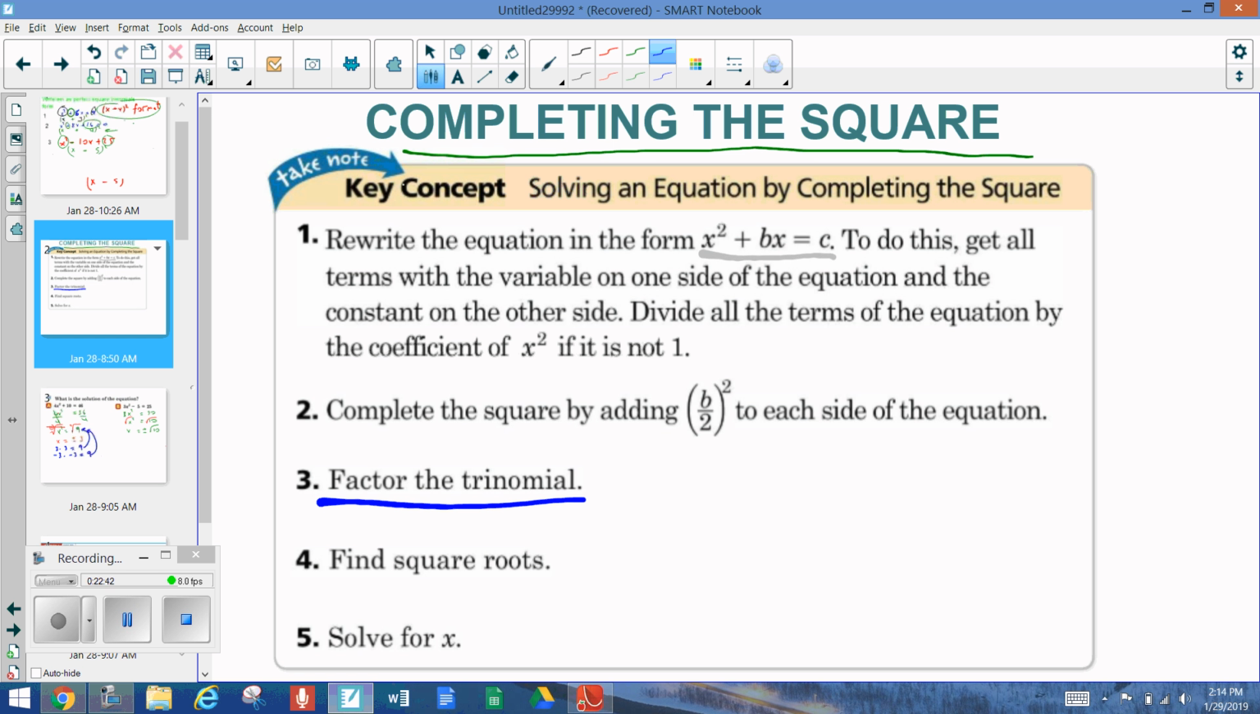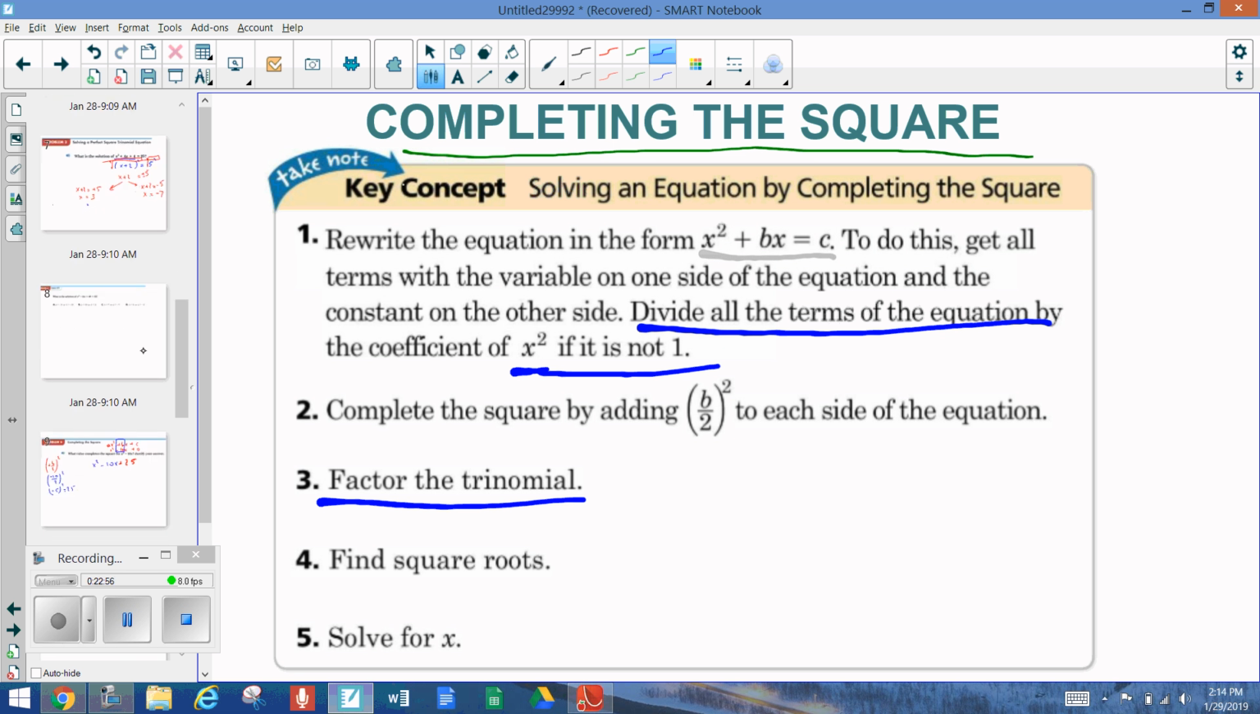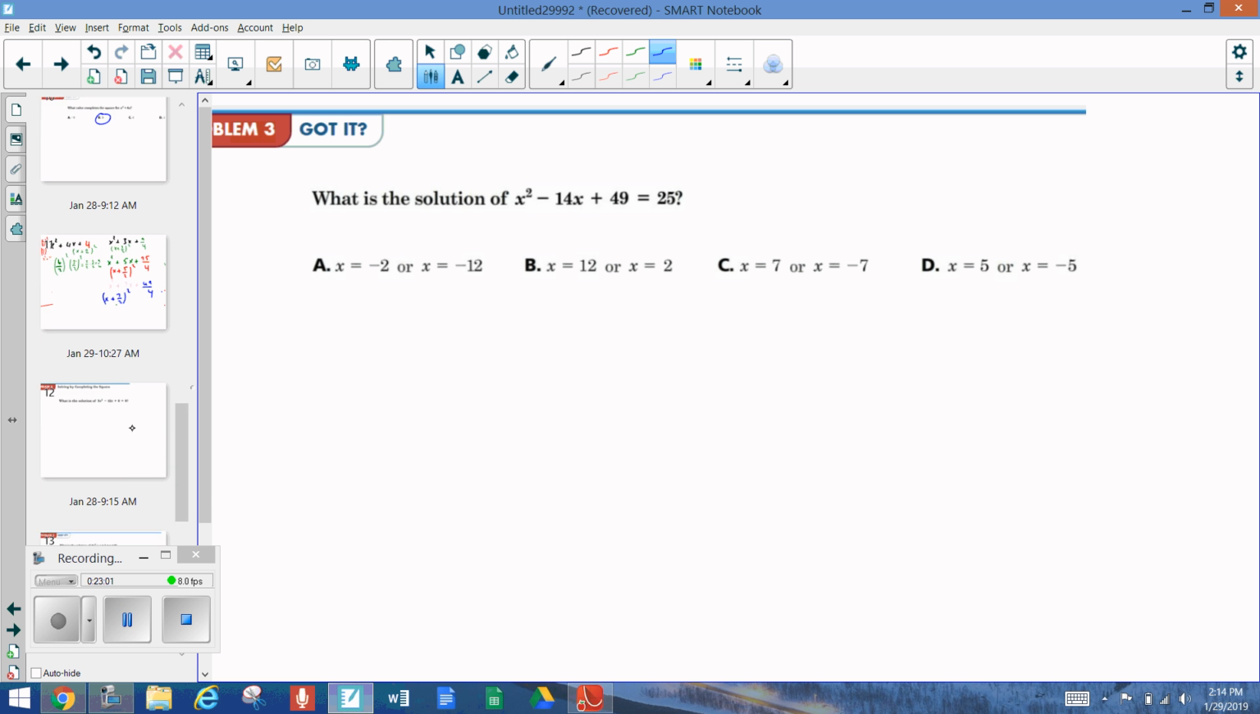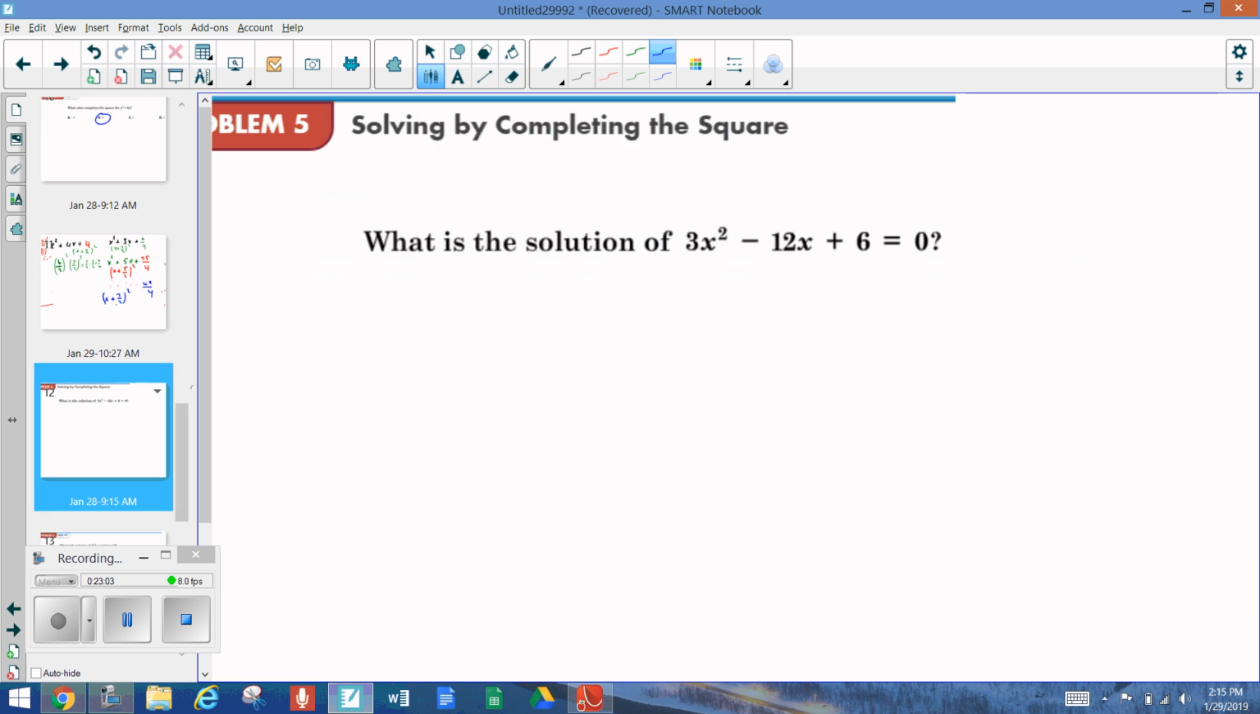factor trinomial. Okay, listen up. Divide all the terms of the equation by the coefficient of x squared if it's not 1. So when I get back here, I see that's 3 right here. It's 3 here. So what should I do? Divide both sides, everything by 3, because the greatest common factor is 3 here. Let's do this. X, tell me.